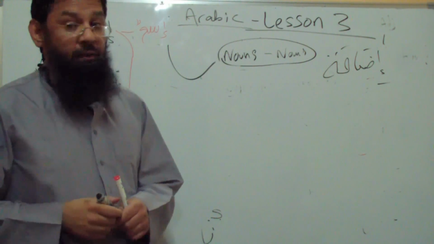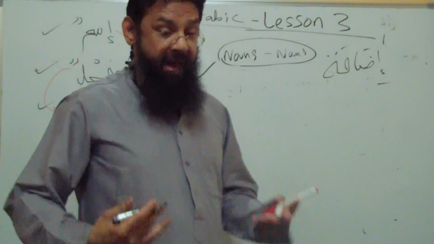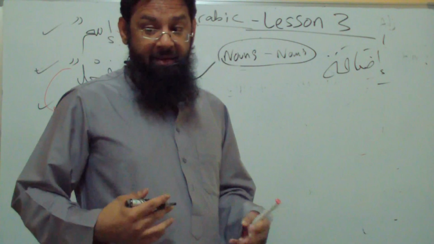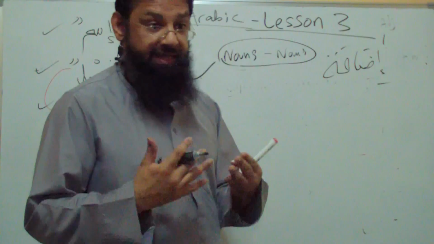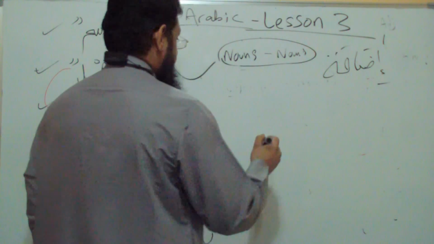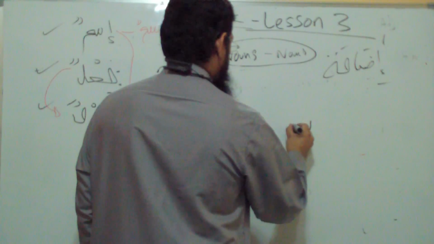If I want to say the house of the man, or the man's house, that means it's two nouns together. It's not describing each other. This is the man's house, or the house of the man. So here we have bait, right? Let's put them all together.